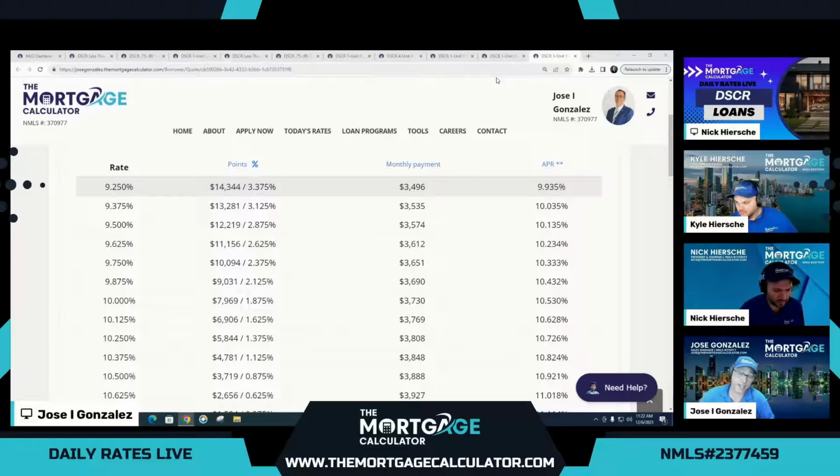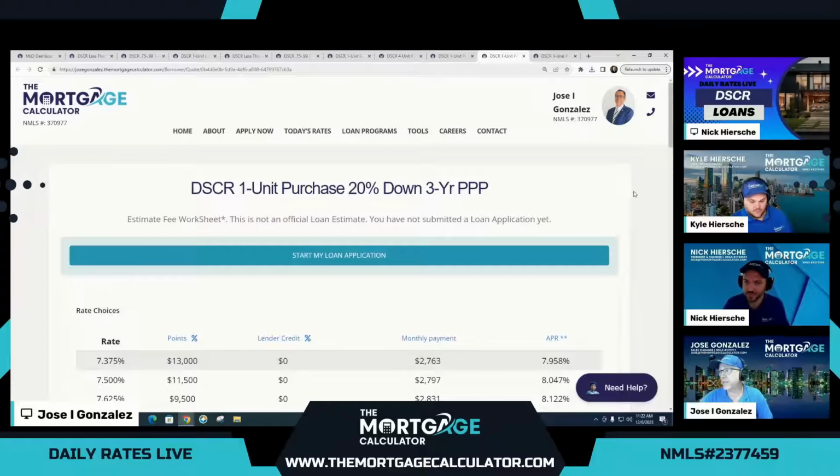Obviously, the catch is it has to cash flow. This is not a less than 1.0 option. So very little catches here. 1 unit and above 1.0, but great option for your investors. That way they can buy 2 properties instead of 1.